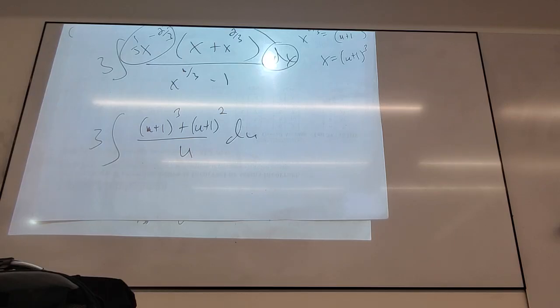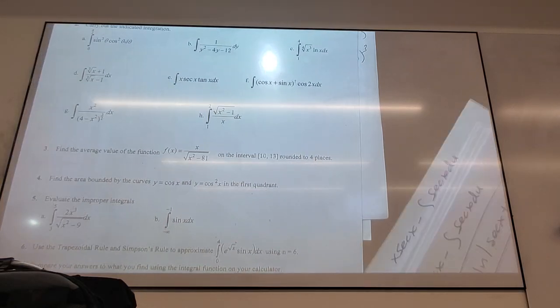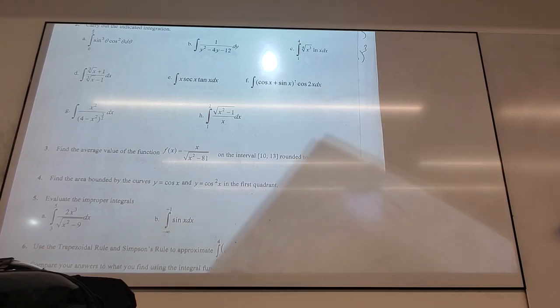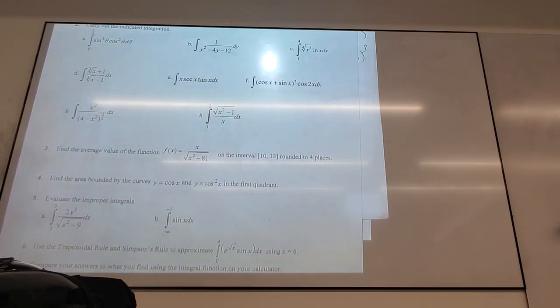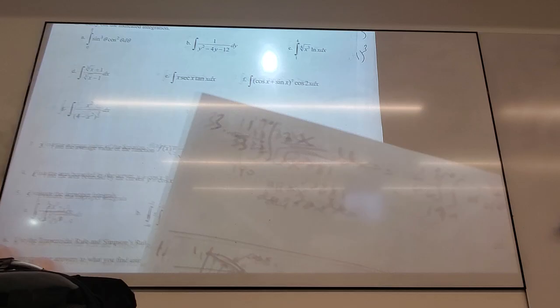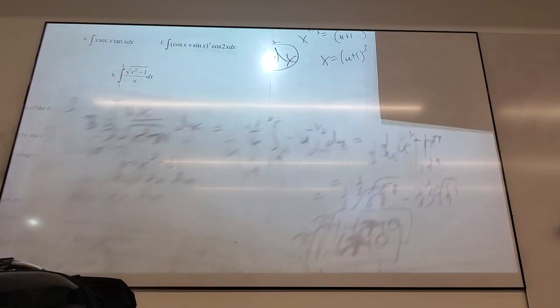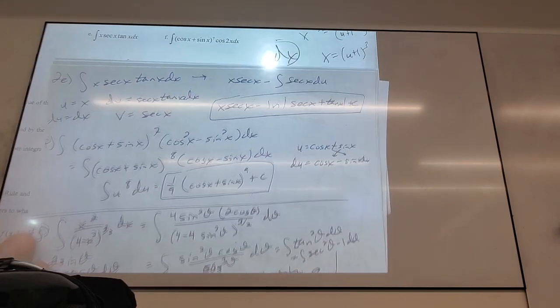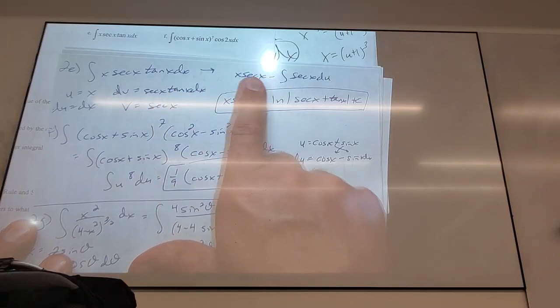Yes. I was looking at 2E. I did 2E, but I got something different. Did you do it a different way than I did? No. Okay. Let's see. I got natural log, not natural log, secant x plus tangent x. Where's my 2E? Oh, there it is. Okay. It's on the second page. That makes sense.